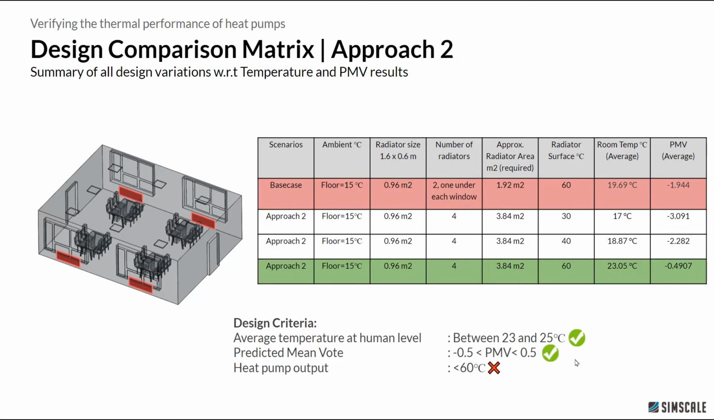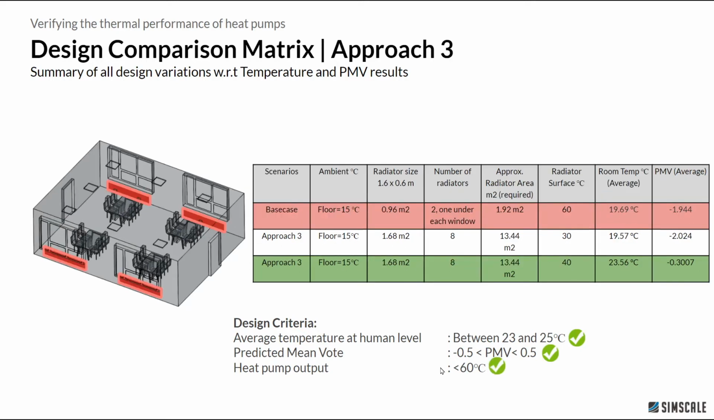Let's also take a look at the other approaches. With approach 2, where we have 4 radiators instead of 2, and without any floor convection, we have 3 different results. Here again, we have simulated with 3 different outputs from the heat pump: 30, 40, and 60 degrees Celsius. Here we see that we only achieve the design criteria with the 60 degree surface temperature of the radiator. Although it satisfies 2 of the important design criteria, we are well over the heat pump output criteria. So this approach can be easily cancelled from the list of design configurations that we would need.